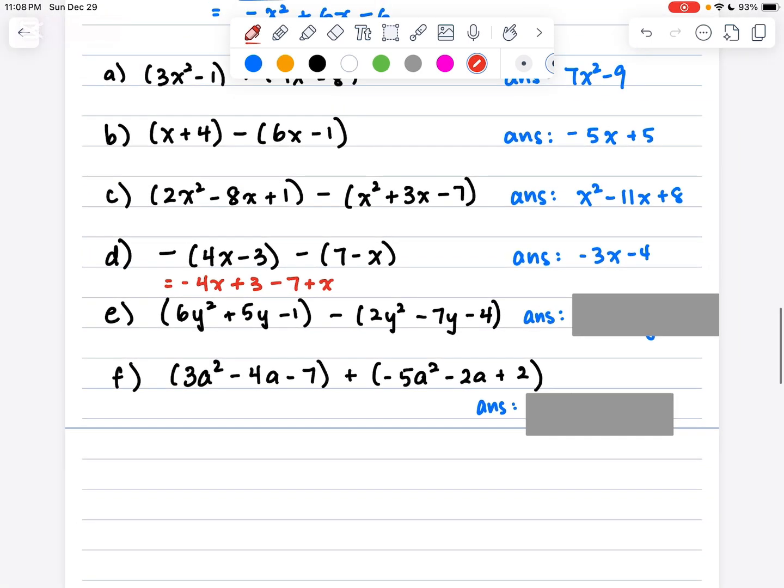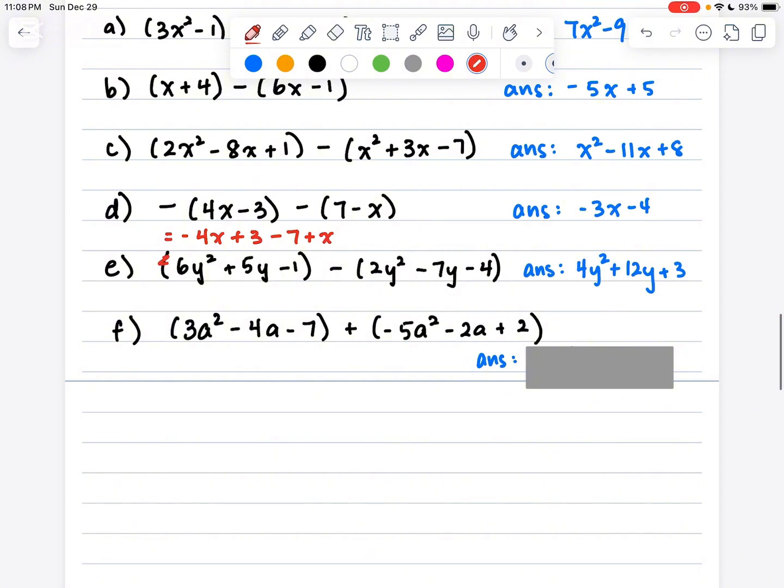Here's our answer for E. Okay, so again, you'd be able to just get rid of this. And over on this side, these are the signs you would have had.